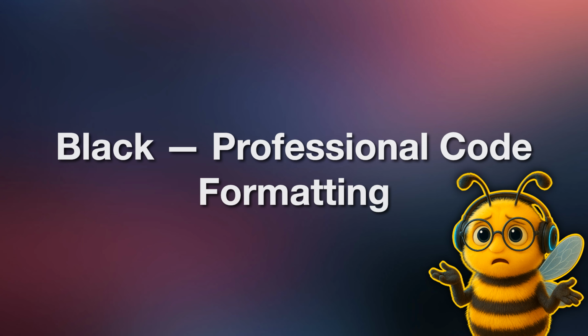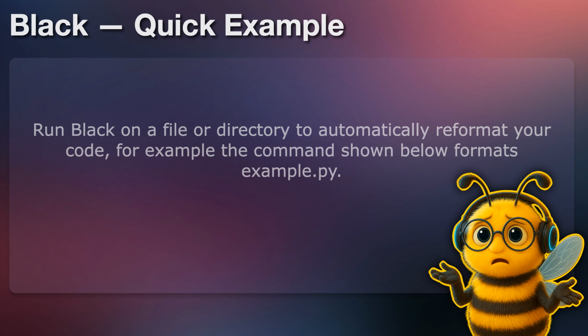Black is an uncompromising Python code formatter that enforces a consistent style automatically across your codebase. Run Black on a file or directory to automatically reformat your code. For example, the command shown below formats example.py.